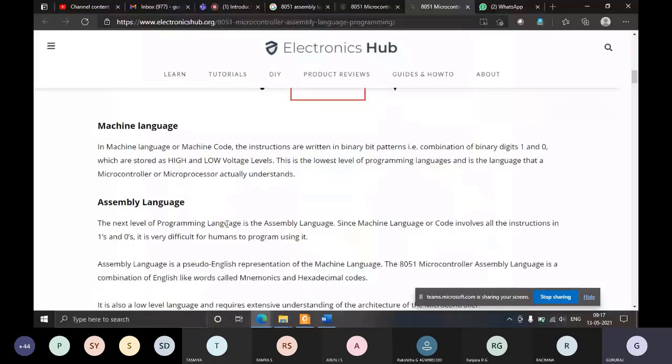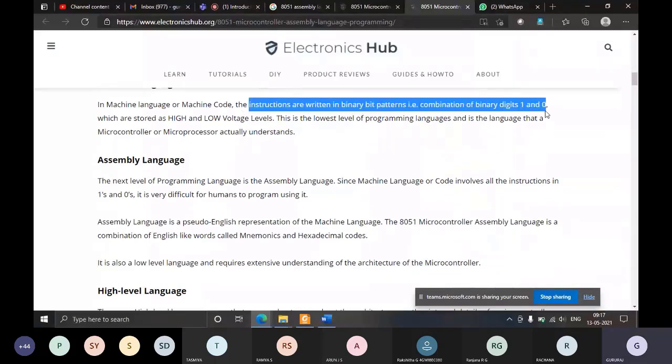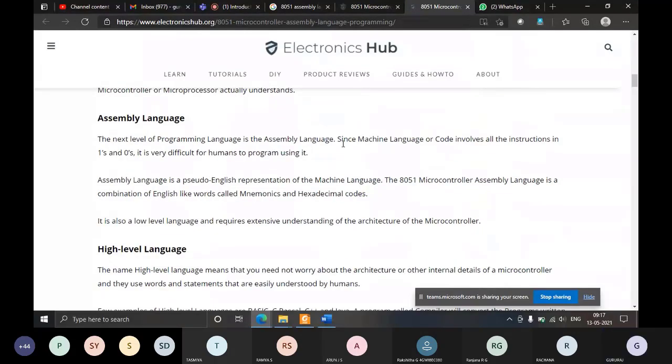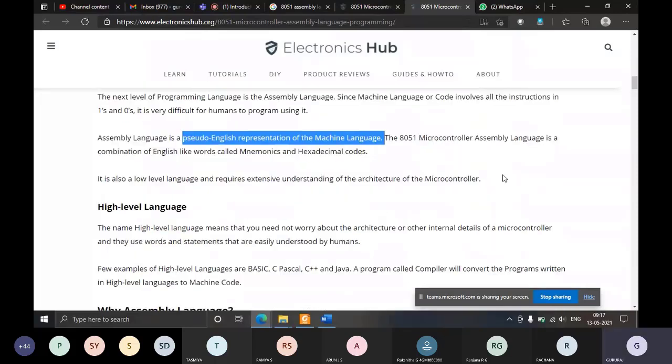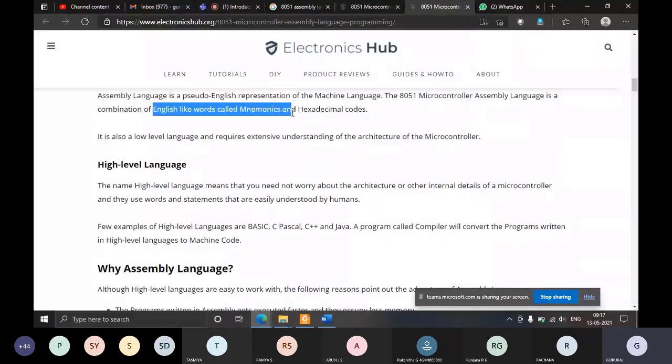So the same thing is explained here, machine language and assembly language. You can see machine language instructions are written in binary patterns, that is ones and zeros. In assembly language, the next level, it is a pseudo English representation of machine language. It is a combination of English like words called mnemonics and hexadecimal codes. English like words are called mnemonics.